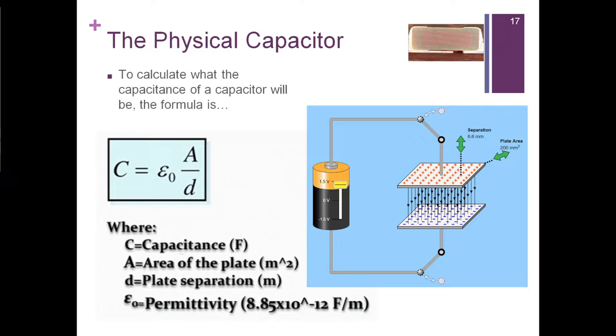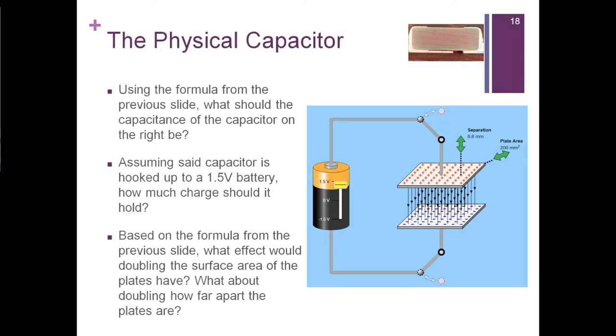So, that is what physically constructs a capacitor. Again, referring back to the physical nature and then how those variables affect its overall effectiveness within a circuit. With that in mind, let's actually calculate what the capacitance of this capacitor should be. We know how far apart the plates are. We know the area of the plates. We can calculate what the capacitance of this capacitor should be.